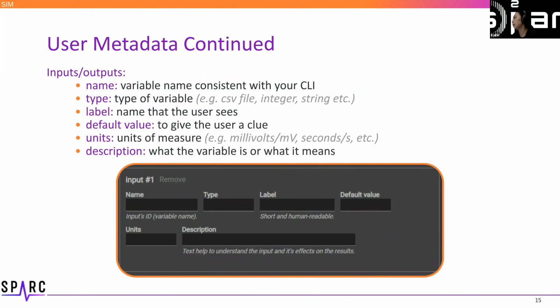A user will also need to know how to run your resultant node and what they can do to tinker with it. So for this, we'll have a variable name for each input or output. And the inputs need to be consistent with the command line interface commands that you're going to provide to us. We'll also need to know the type of variable that it is, for example, a CSV file or an integer. Also the name of the variable that the user sees, which can be a string. It can be longer, for example, than the name of the variable.